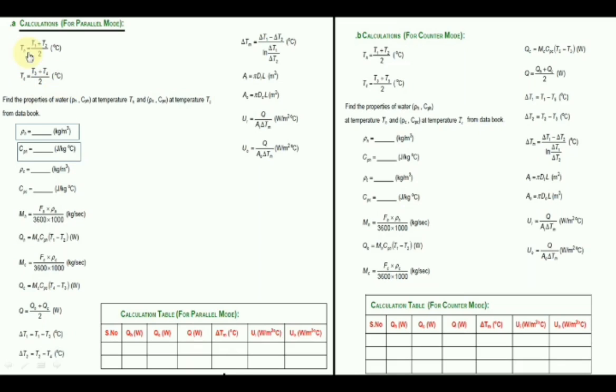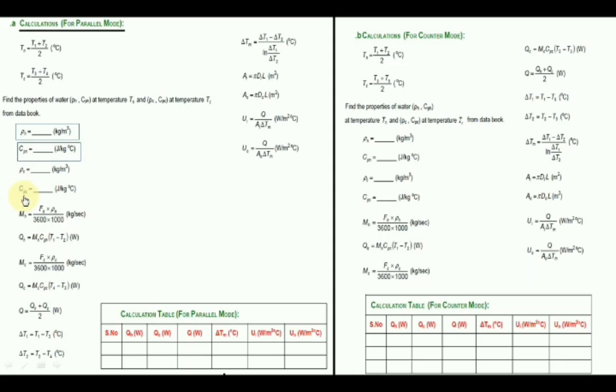Then at this average temperature, we need to find the physical properties of the water. So rho H is the density of the hot fluid, that is the hot water. The values of the density and the specific heat can be collected from a standard handbook. We have Perry's handbook, from where we can collect the physical properties of almost all fluids. And here we have CPH, which is the specific heat of the hot fluid. The unit of specific heat is joules per kg degree Celsius. In the same way, we need to find the values of rho C and CPC also.